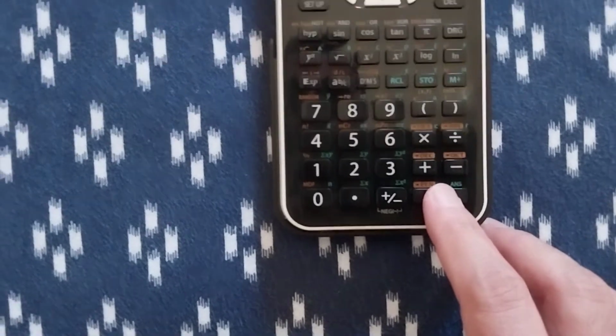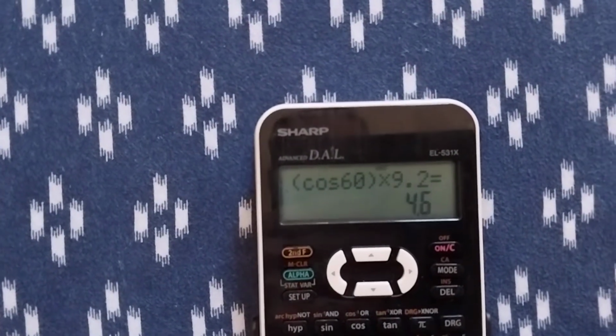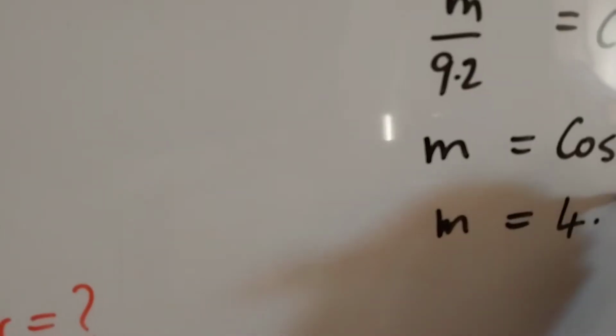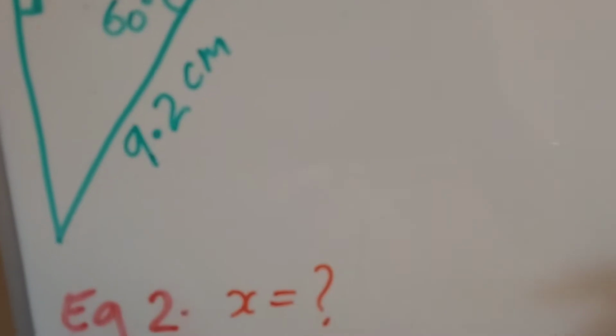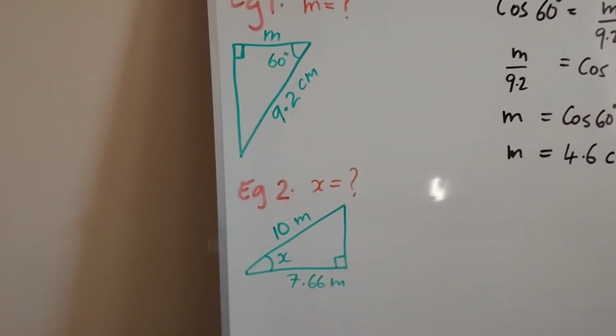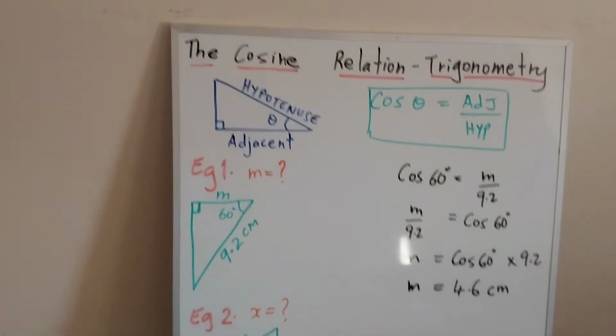And if we get a long decimal answer, we'll round it off to 2 decimal places. Okay, good. We're getting 4.6. So our answer over here for the length of m is equal to 4.6. The original length was in centimeters, so this one will be in centimeters as well. So that's solving example 1 to find the length of m.